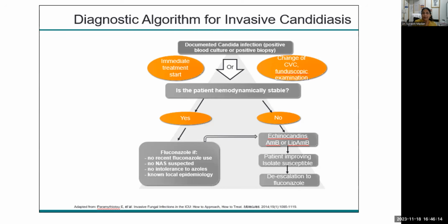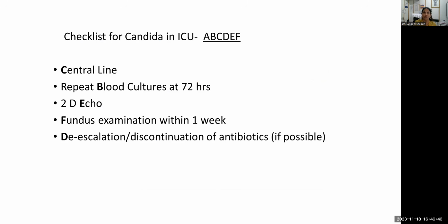So as I already mentioned, whenever you have invasive candidiasis, start immediate treatment, because every hour of delay in candidemia increases the risk of mortality. Change of central line, fundoscopic examination, this is all very, very important. And if the patient is hemodynamically stable, fluconazole. If the patient is hemodynamically unstable, echinocandins or amphotericin B, and later on de-escalation to fluconazole.